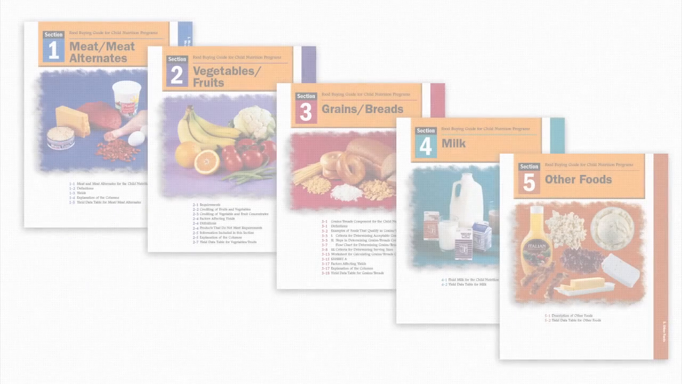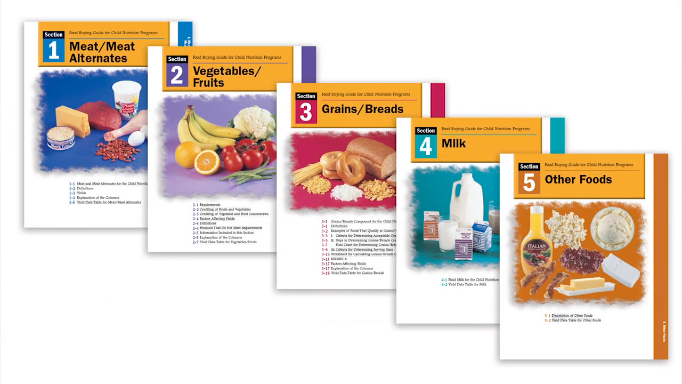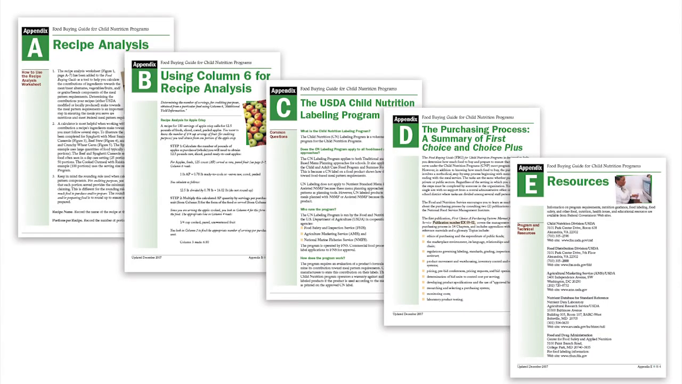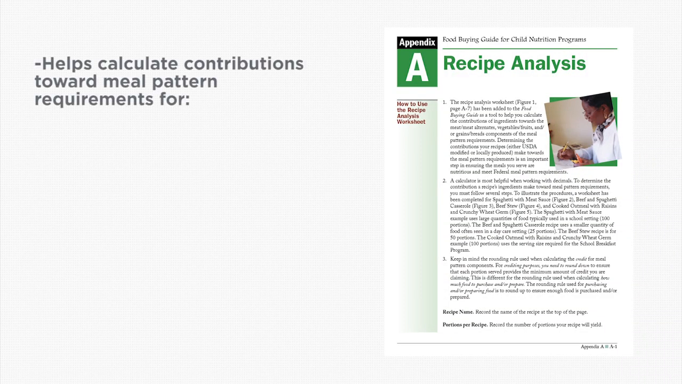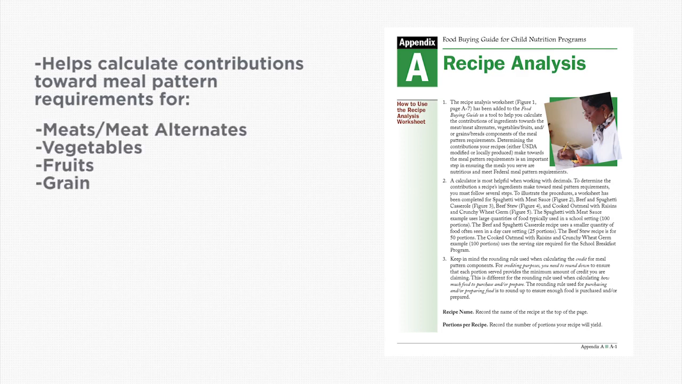The next 5 sections include yield data for meat or meat alternates, vegetables, fruits, grains or breads, milk, and other foods used in our school meals. In the appendices, you'll find additional tools. Appendix A is recipe analysis. This tool helps calculate the contributions of various recipe ingredients toward the meat or meat alternate, vegetables, fruits, and grain components of the meal pattern requirements.